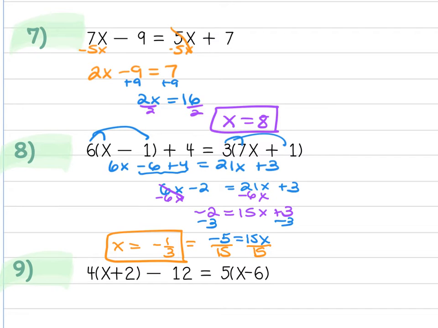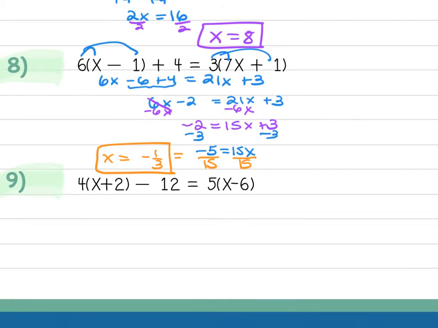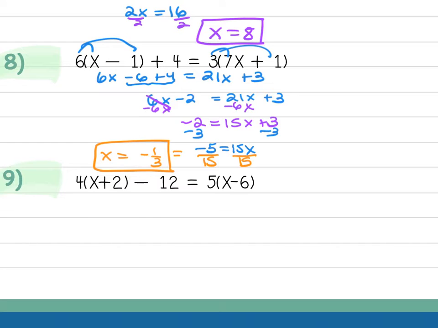Good? Yep. At home, we're still good? Okay. You work through 9. So again, distribute. And then do what you got to do.